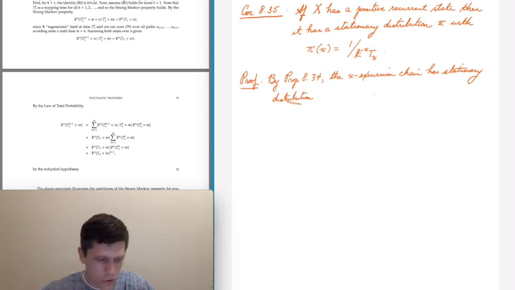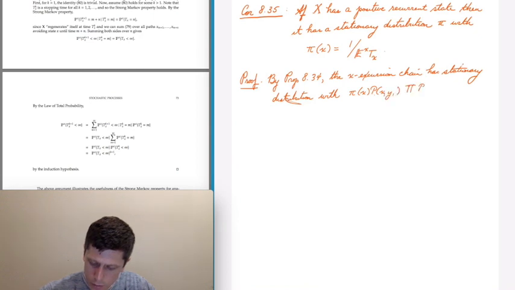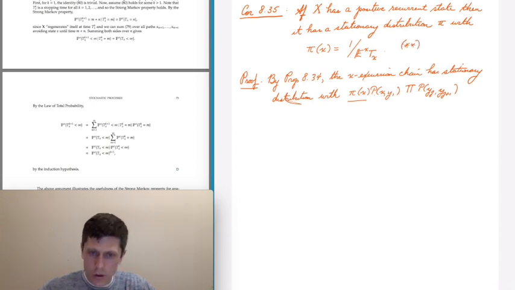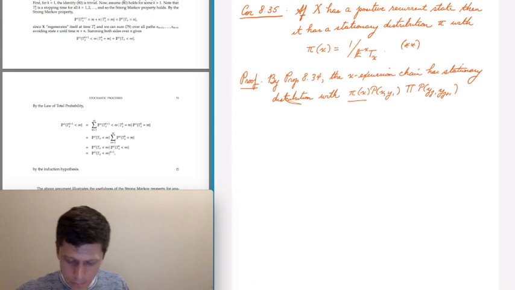Has a stationary distribution with value pi x times the product over the transition probabilities for any given state. And this is where pi x is the way that I've defined it up here. Okay, so pi x is defined right here. We know that this holds from the previous proposition.